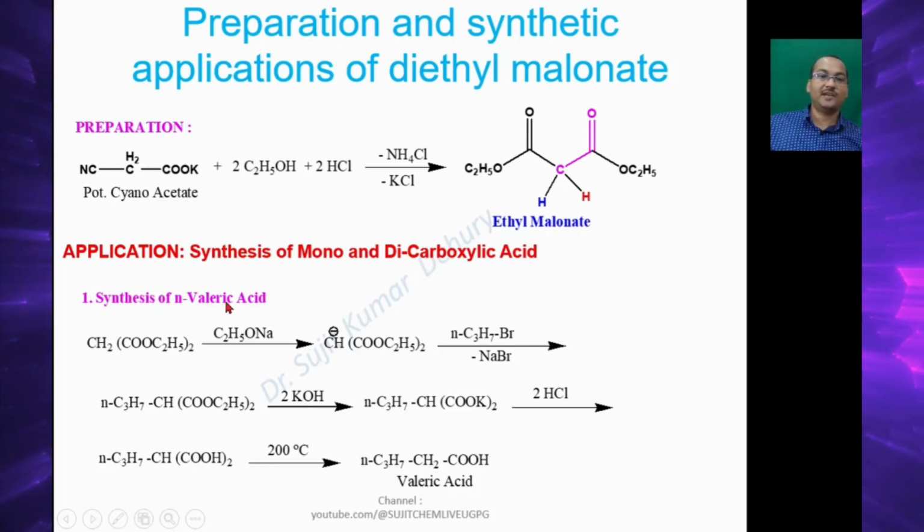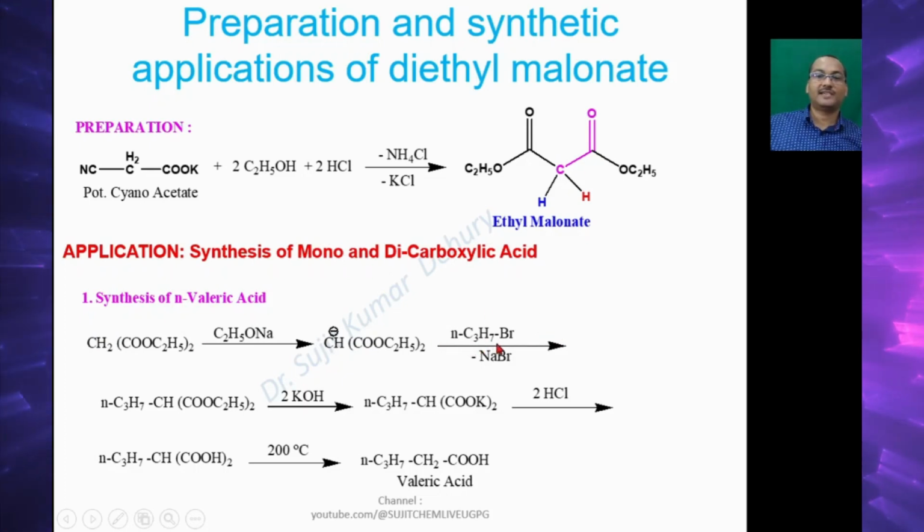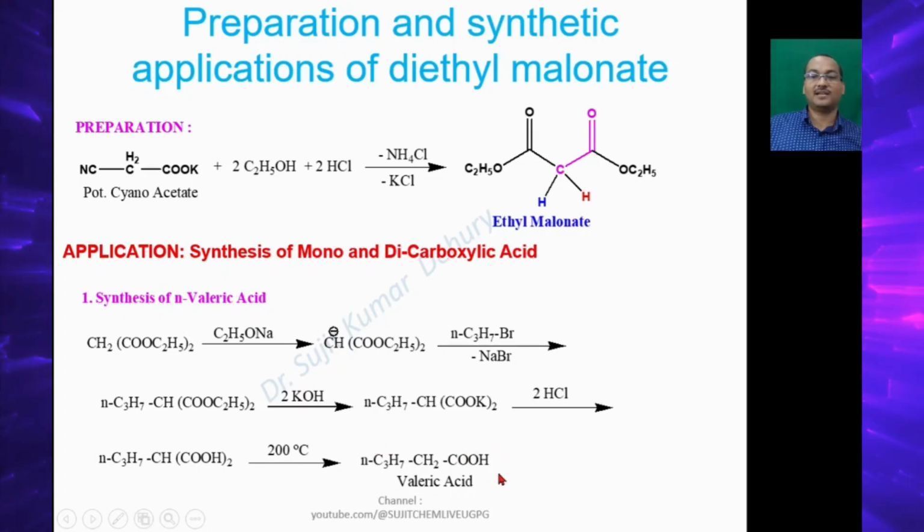First is synthesis of n-valeric acid. Diethyl malonate, you react with sodium ethoxide. It will take the proton from this CH2, you get a CH minus carbanion, and you would react with n-C3H7Br, an alkyl halide. So you will end up with this product, and further hydrolysis with potassium hydroxide, you will get this potassium salt, and upon acidification, you will get this dicarboxylic acid. And upon heating, it will lose one molecule of carbon dioxide, giving rise to n-valeric acid. This is the monocarboxylic acid.